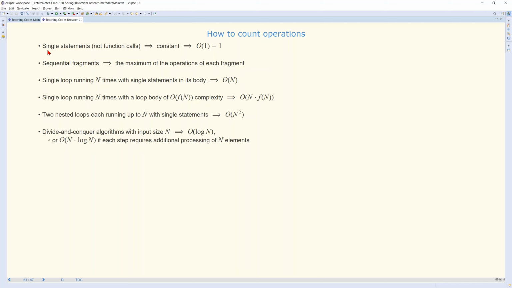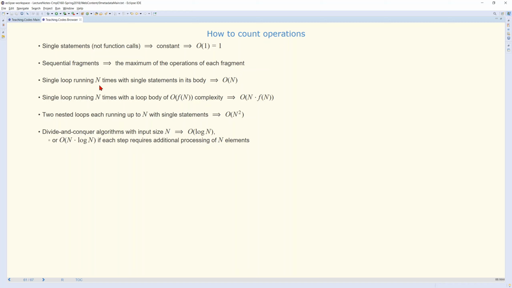So multiplying 2 by 5 and multiplying 2,500 by, say, 7,952 would take the same time. It's a constant value, so it's independent of the input. So for those, we will say it has complexity of 1, so when you do multiplication, it doesn't matter. For the case of sequential fragments, as we did discuss earlier, we are looking at the maximum of those fragments and taking that one.